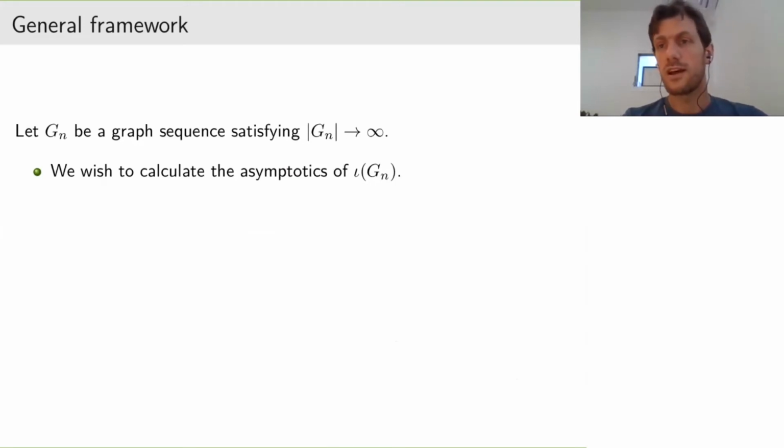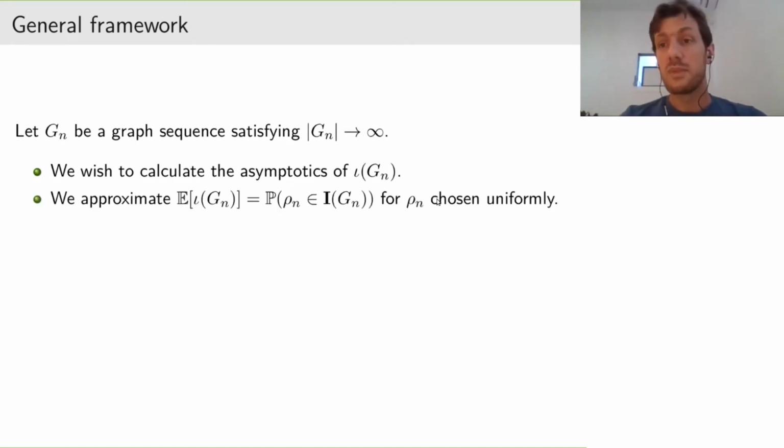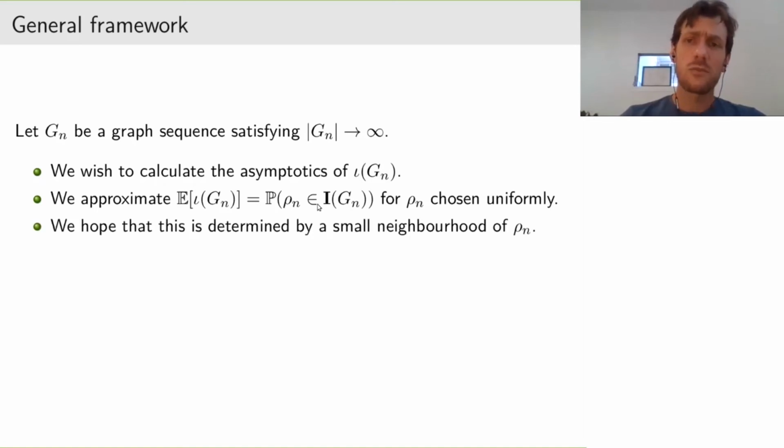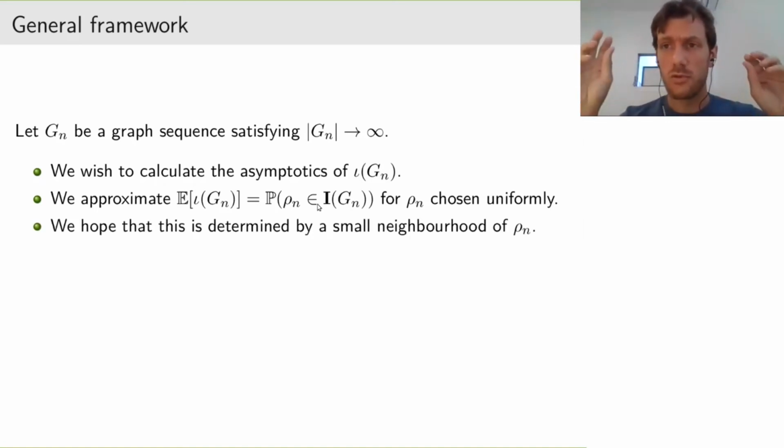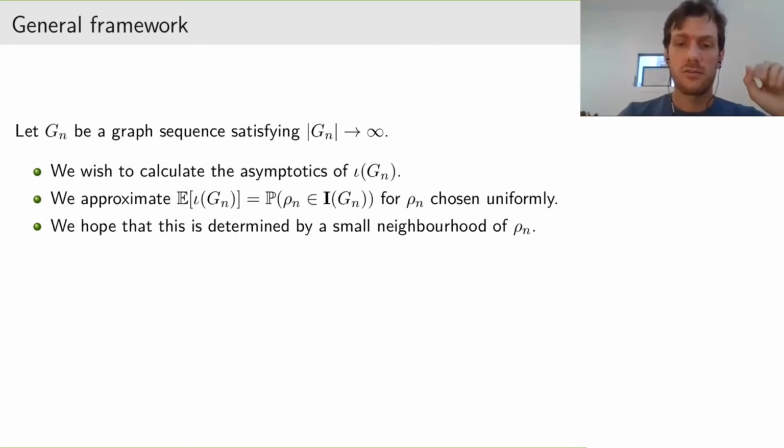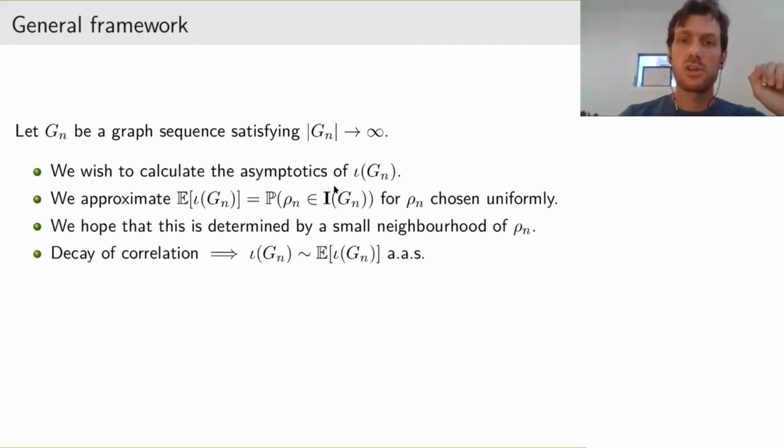We are given a graph sequence with order tending to infinity, and we wish to calculate the asymptotics of these random variables, of these random greedy independence ratios. So we start by estimating the means of these random variables, observing that the mean is just the probability that a uniformly selected vertex ends up red. And we hope that this will be determined by small neighborhoods, because then we will get some kind of decay of correlation, which will give us that these random variables are very well concentrated about their mean.